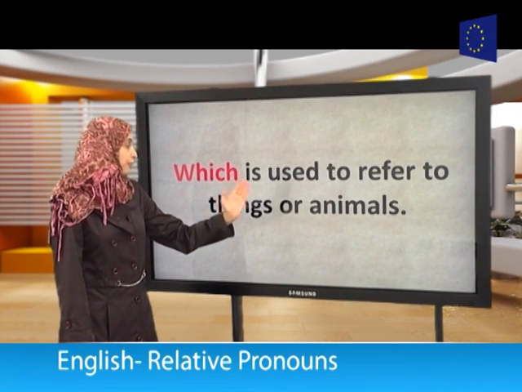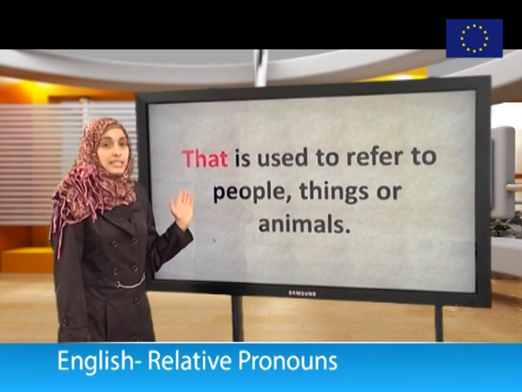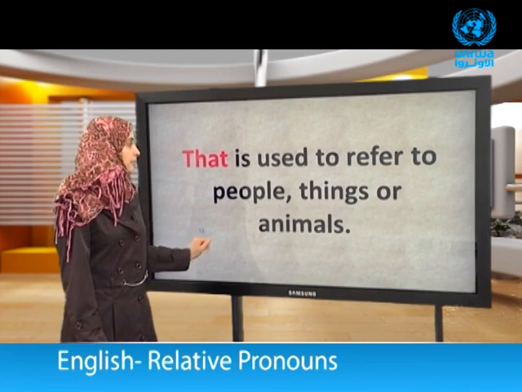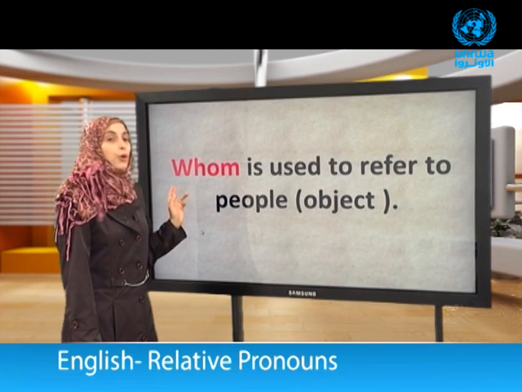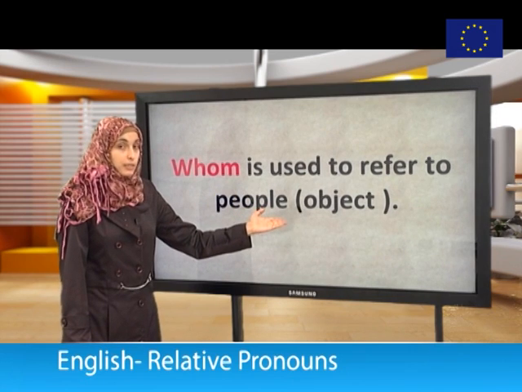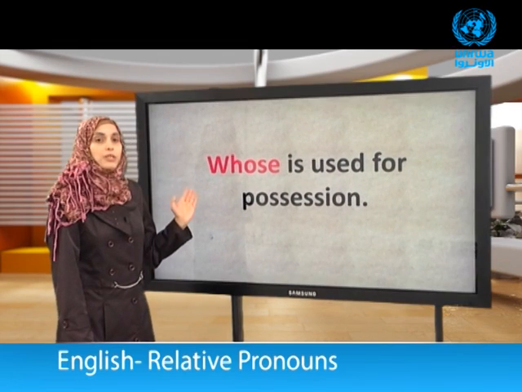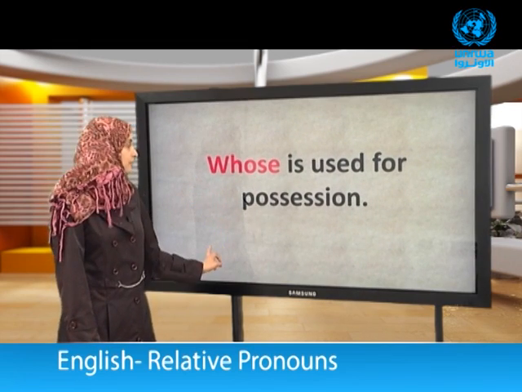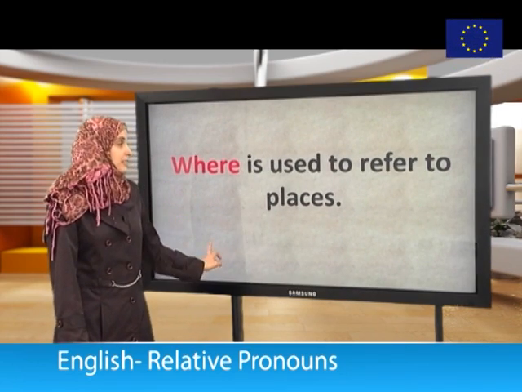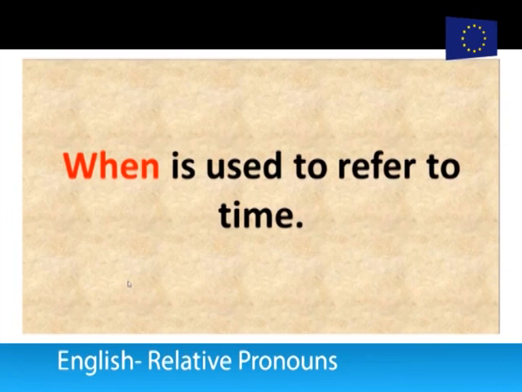Which is used to refer to things or animals. That is used to refer to people, things, or animals. Whom is used to refer to people. It comes instead of the object of the second sentence. Whose is used for position. Where is used to refer to places. And the last one, when, is used to refer to time.